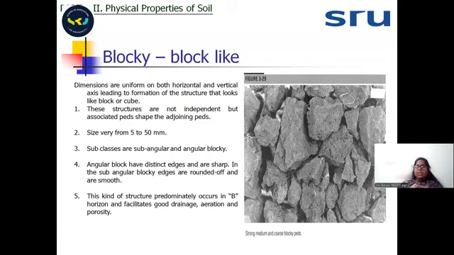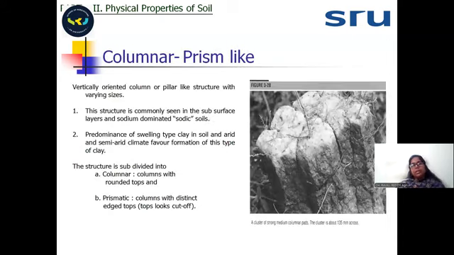This structure is mainly seen in the B horizon, and this structure facilitates good aeration, good porosity, and good drainage also. Then coming to the fourth structure, which is prism-like structure.